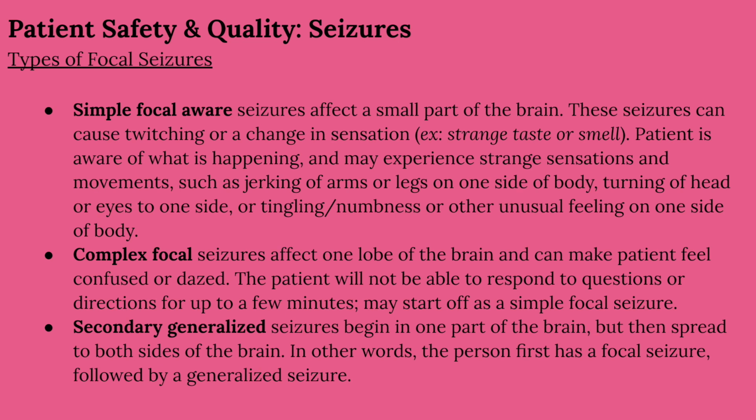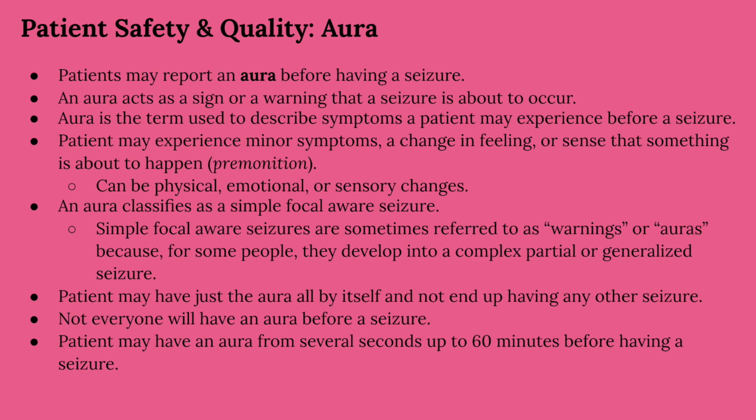Patients might report something called an aura before they have a seizure. An aura acts as a sign or warning that a seizure is about to occur. This term describes the symptoms a patient experiences before having the seizure. And it sometimes might be hard for someone to describe how an aura feels. At first, the patient may have minor symptoms like a change in feeling or a sense that something is about to happen. Other times, an aura can be a physical, emotional, or sensory change. Most people experience the same feeling each time they have an aura.